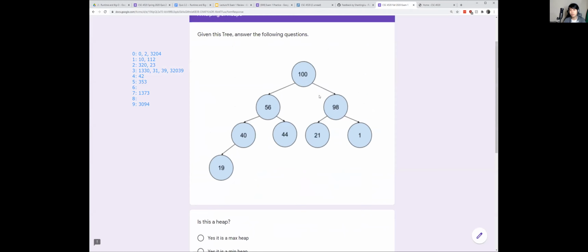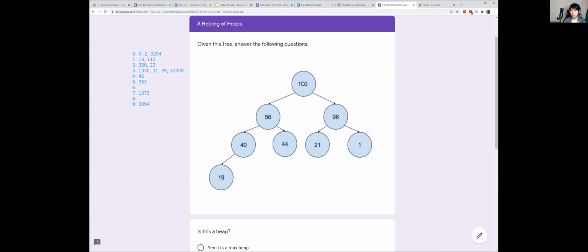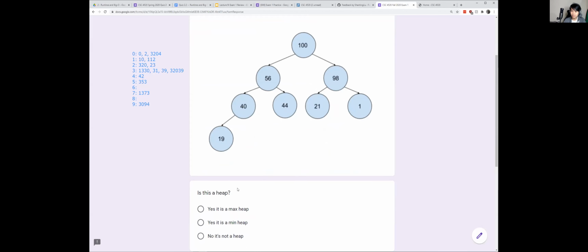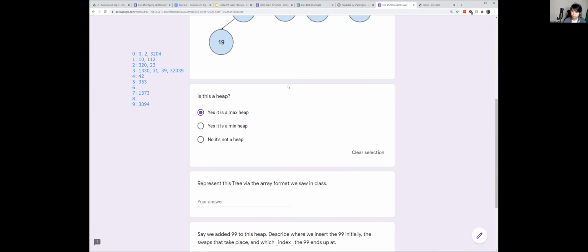And here, you know that the property of a heap, if you're talking about a max heap like you are here, is that every element must have smaller elements as its children. So 100 is the biggest element in this entire heap. Underneath it are all elements that are smaller than it, and that holds true recursively. So for 98, for example, all the elements underneath it are smaller. So is this a heap? Yes, it's a max heap.